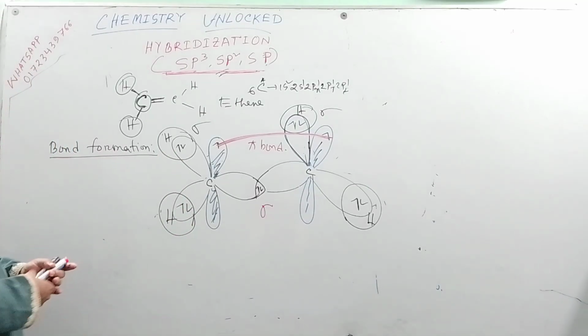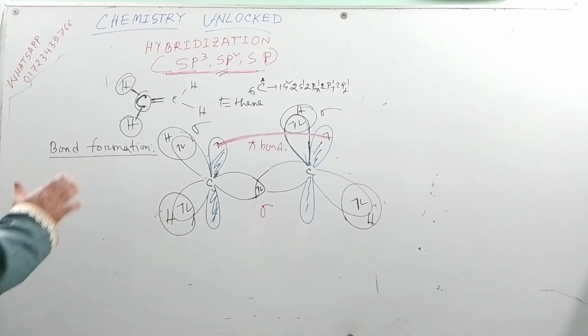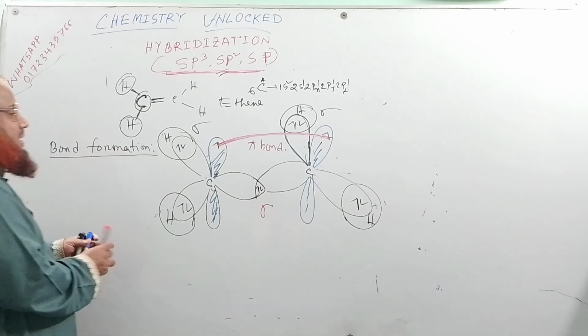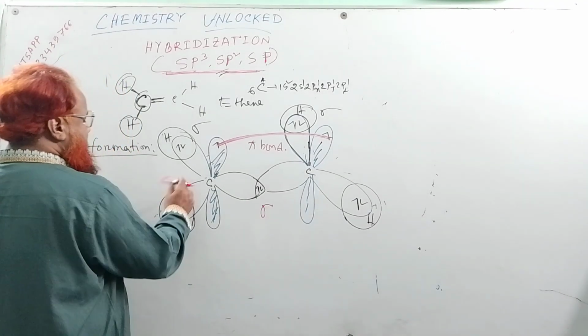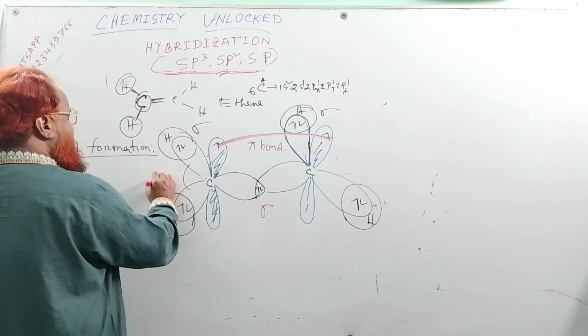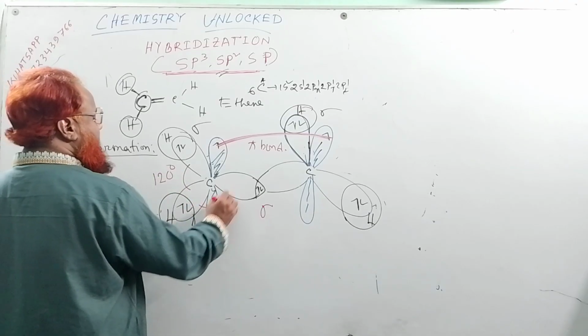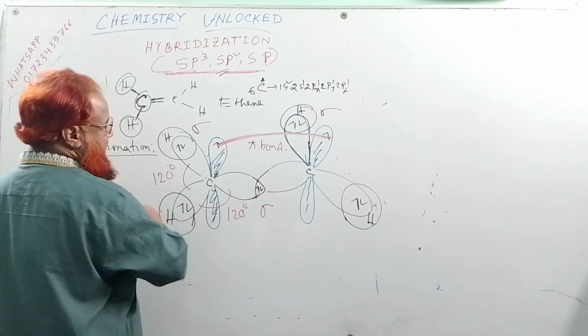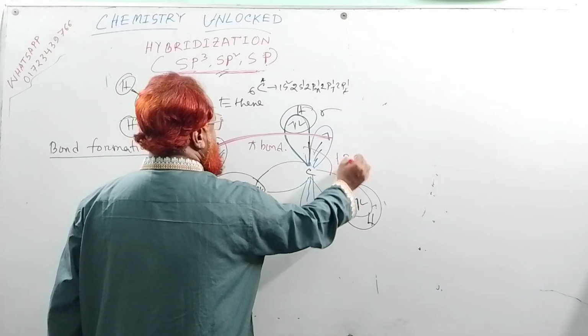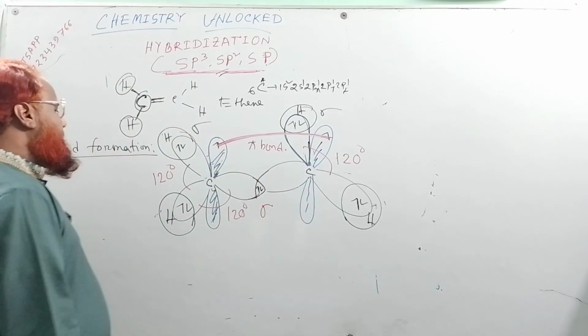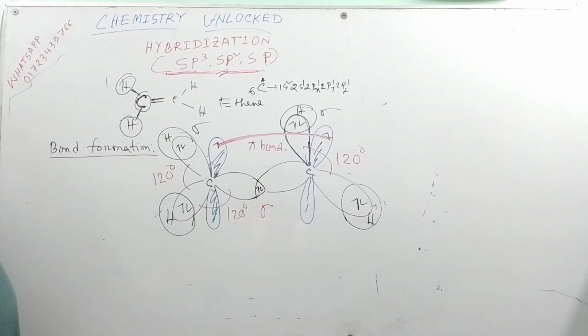Okay. Now this is the structure of your ethene molecule, and what will be the bond angle? Here the bond angle is 120 degrees. 120 degrees, right? Okay. So we'll draw the next example.